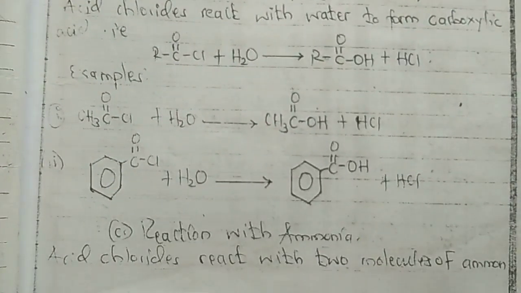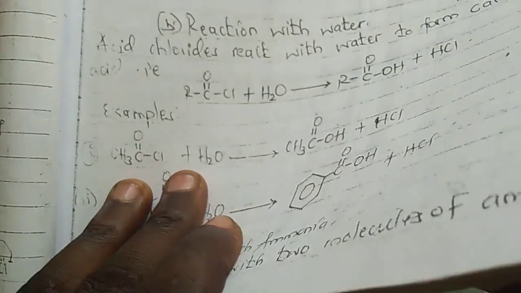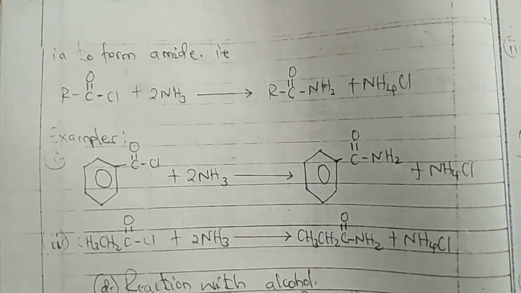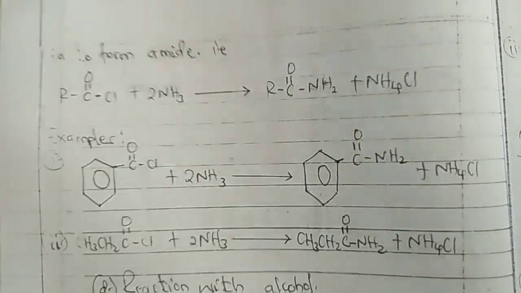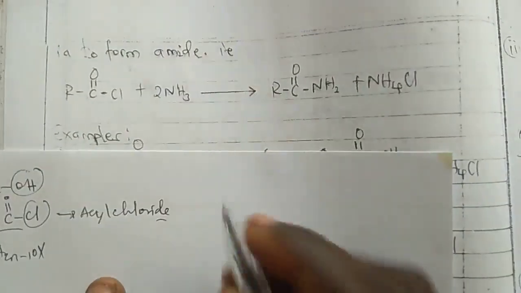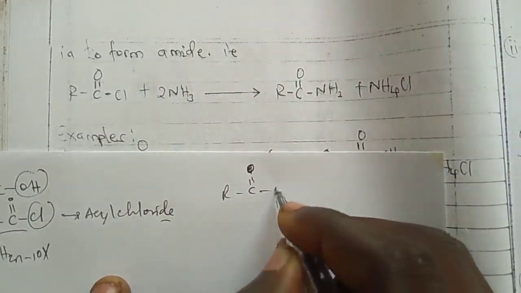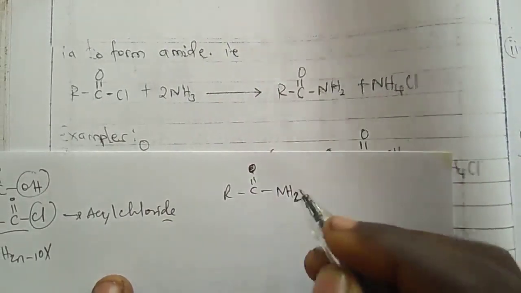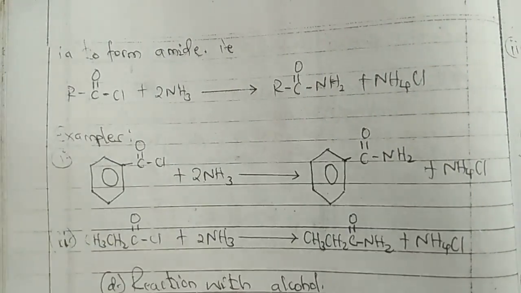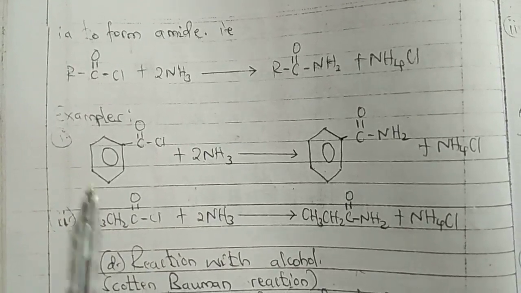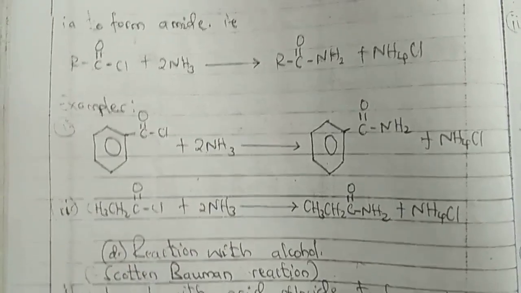Acyl chloride they react with two molecules of ammonia to form amide. Zinatengeneza amide ambayo inakuwa ni RCONH2. Hizi ndio amide. Acyl chloride zinaweza react kwa style kama hiyo hapo. Then tuna huyu hapa, hizo ni examples.